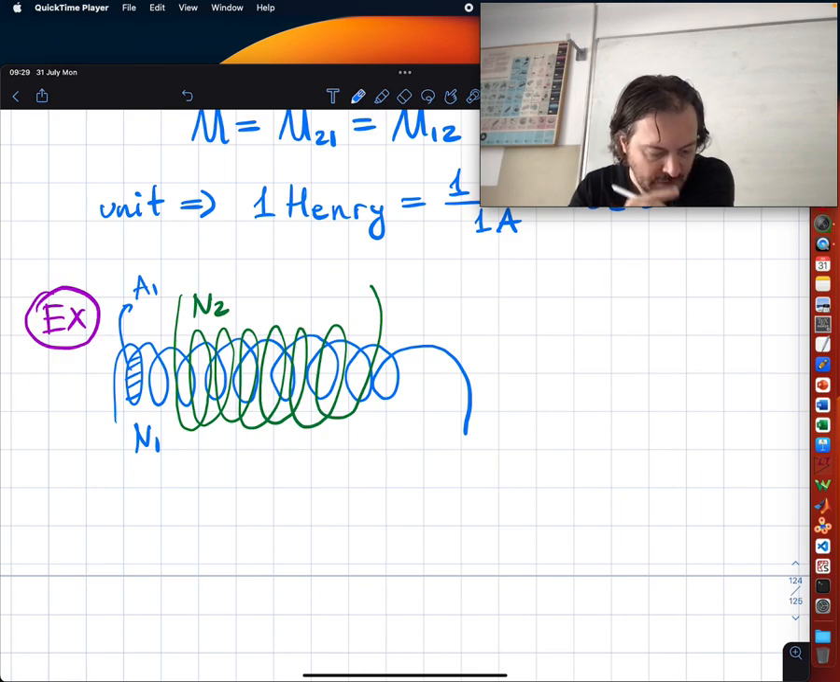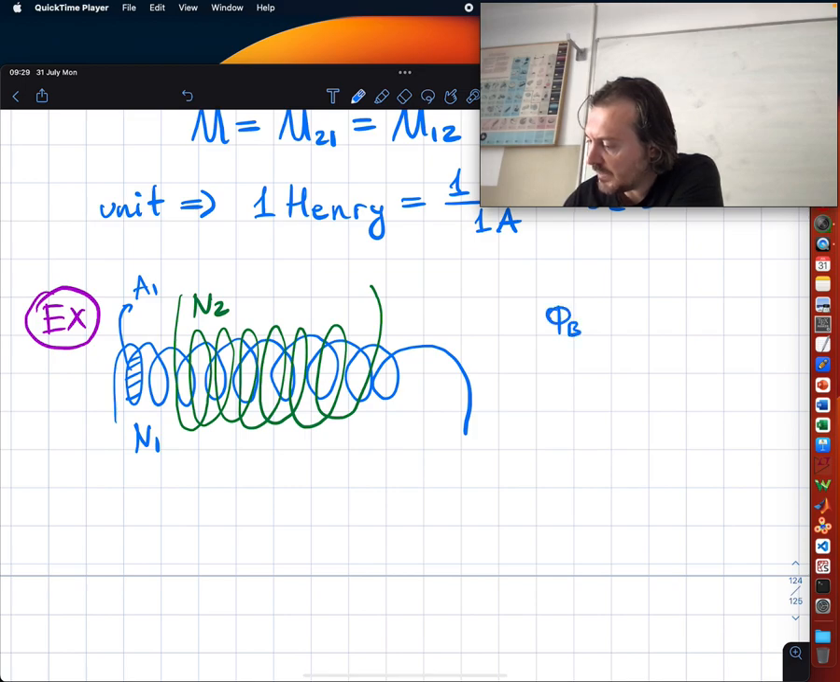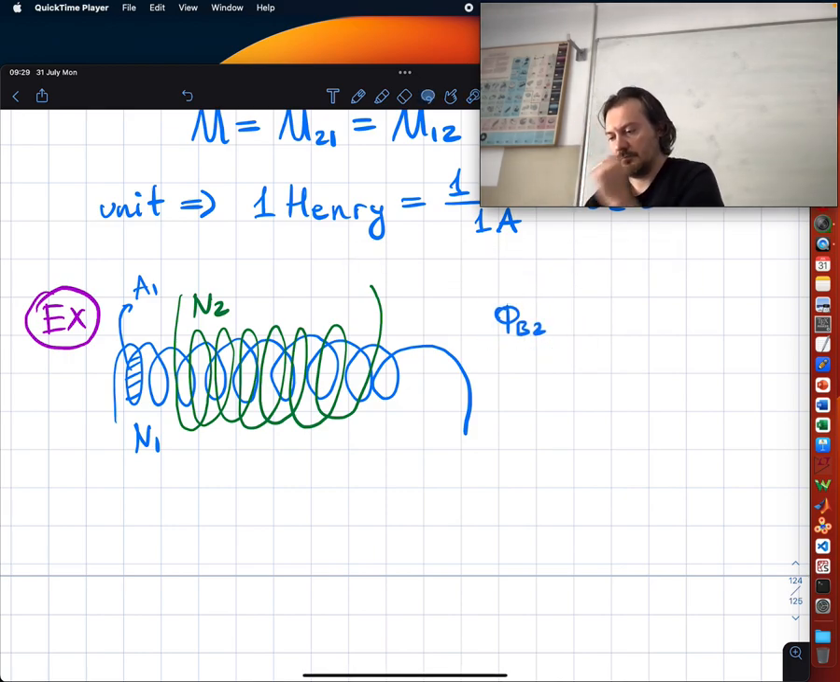Okay? So I want to find phi B2. What is phi B2? Because of the first one. So what is the flux generated in the second one because of the first one? B2 times A1. B2 is equal to... yes, you mean B1 times A1, right? That's the thing with these indices. The current is in the first one. Okay, so let me call this one I1.